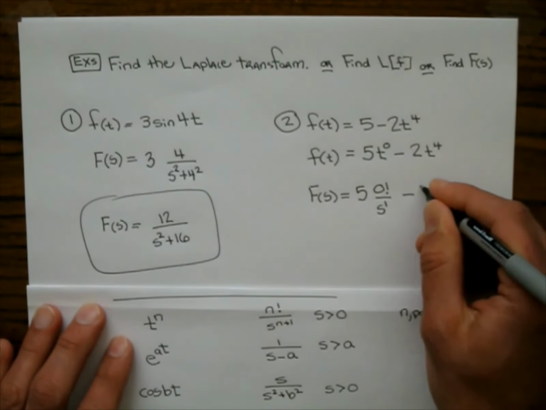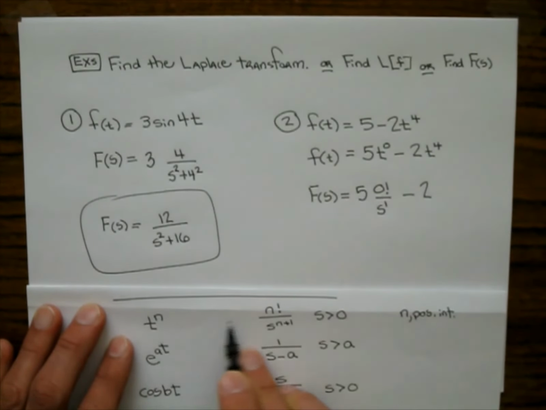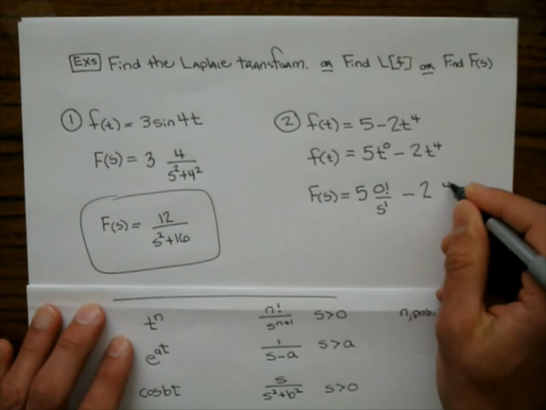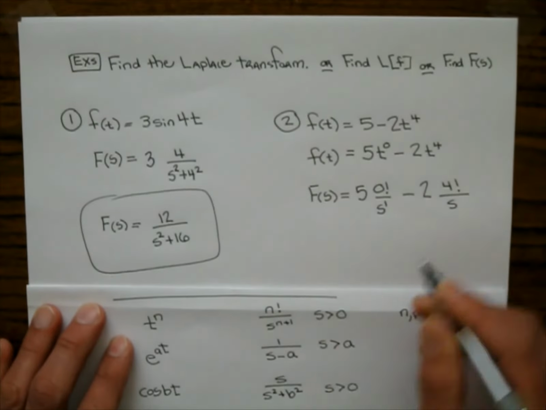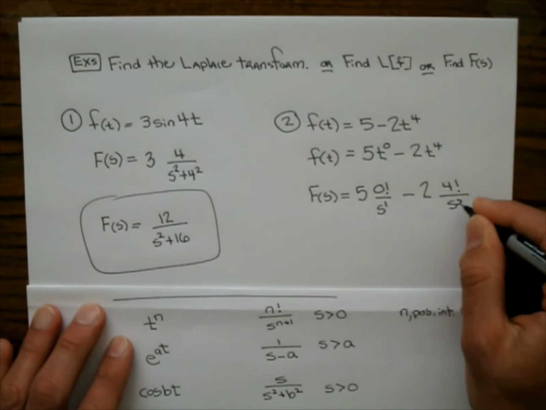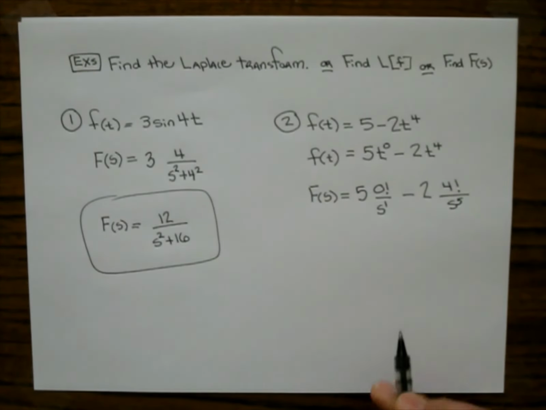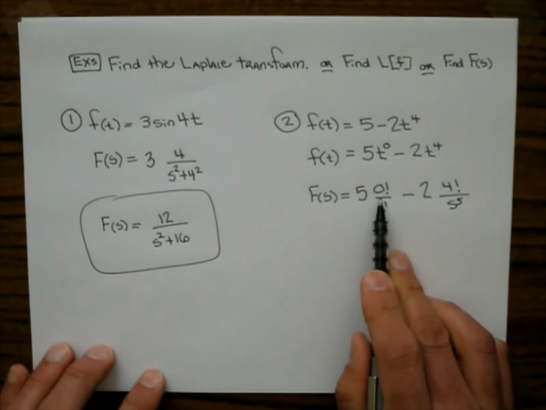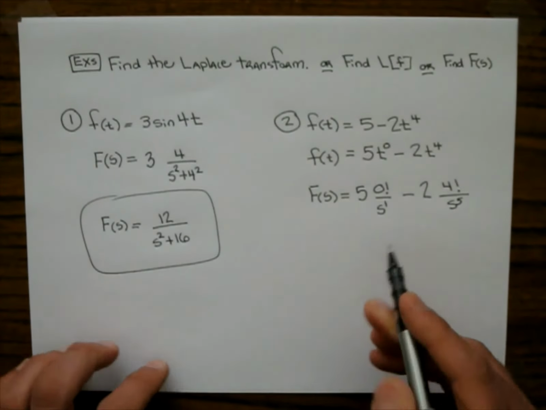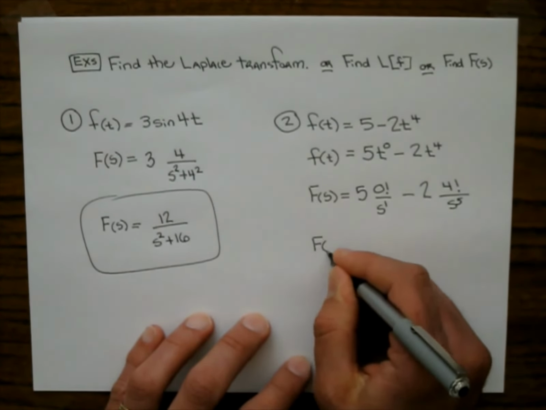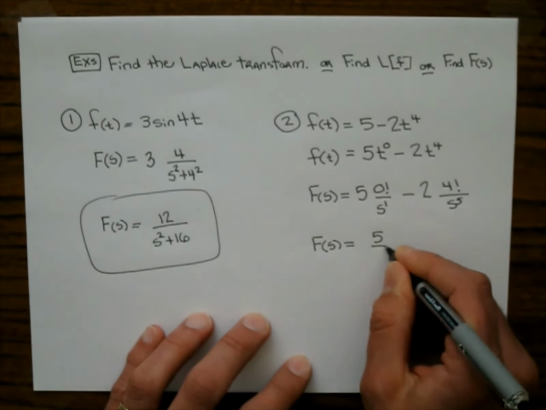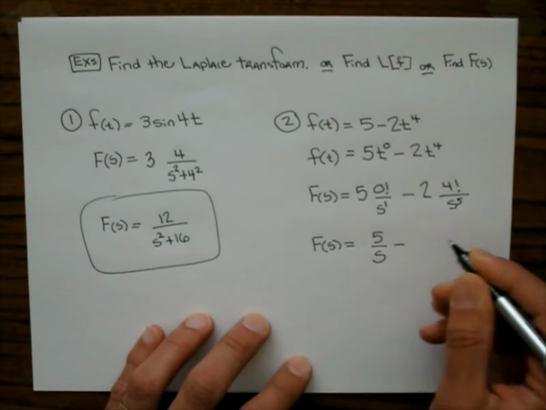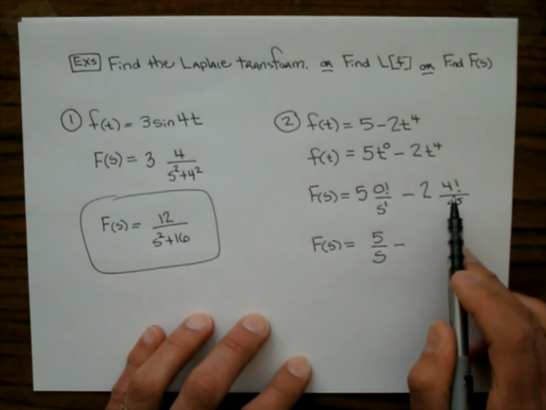Meanwhile, over here we have 2, and then now n is 4, so we have 4 factorial all over s to the 4 plus 1, which is 5. Let's clean this up. Hopefully you remember that 0 factorial, the definition is that it is 1. So 0 factorial is not 0, 0 factorial is 1. We have 5 over s minus 4 factorial is 24.